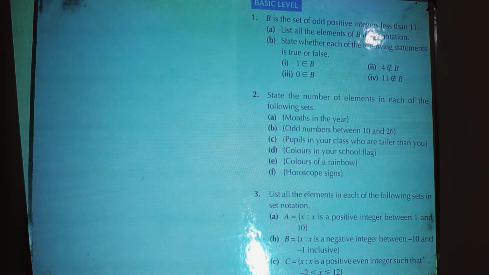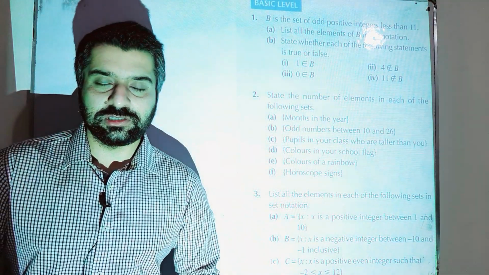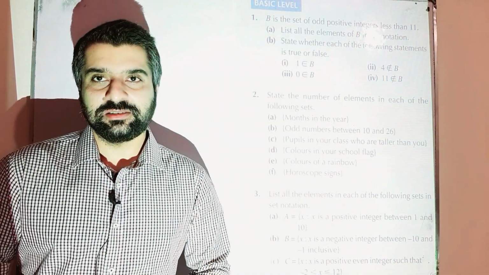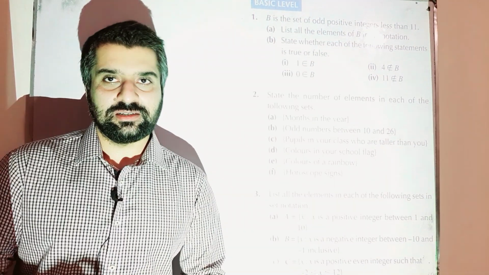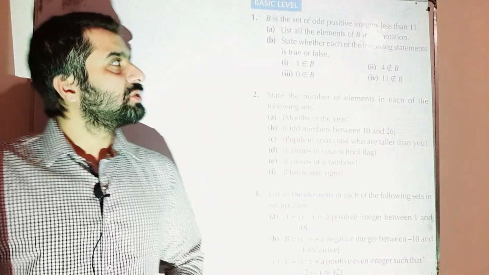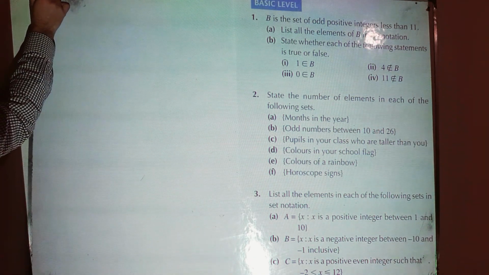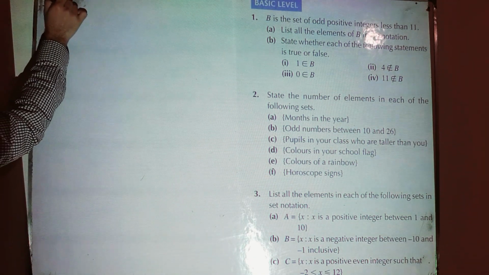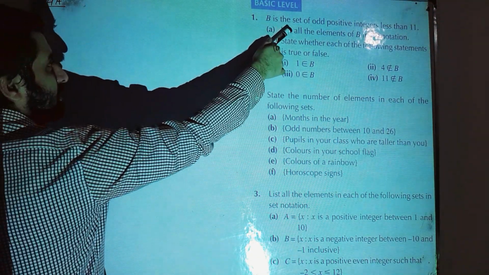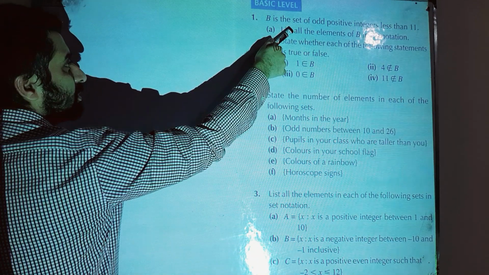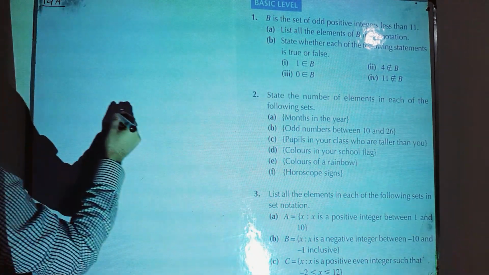In this lesson, we are going to solve an exercise from D2 7th edition. Chapter is 14. Exercise is 14A, and the topic is sets and Venn diagram. So, question number 1 is from the basic level of exercise 14A. B here is the set of odd positive integers less than 11.